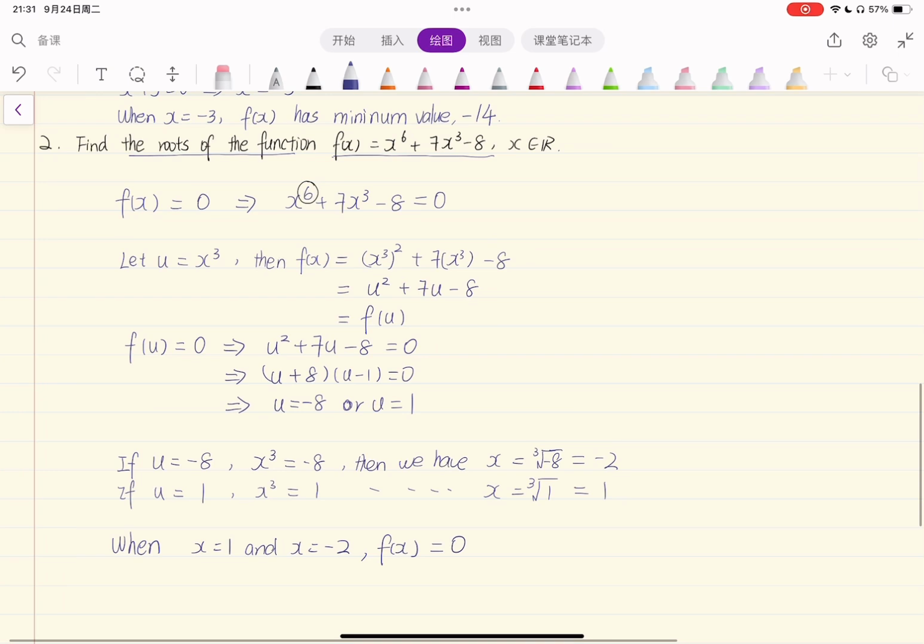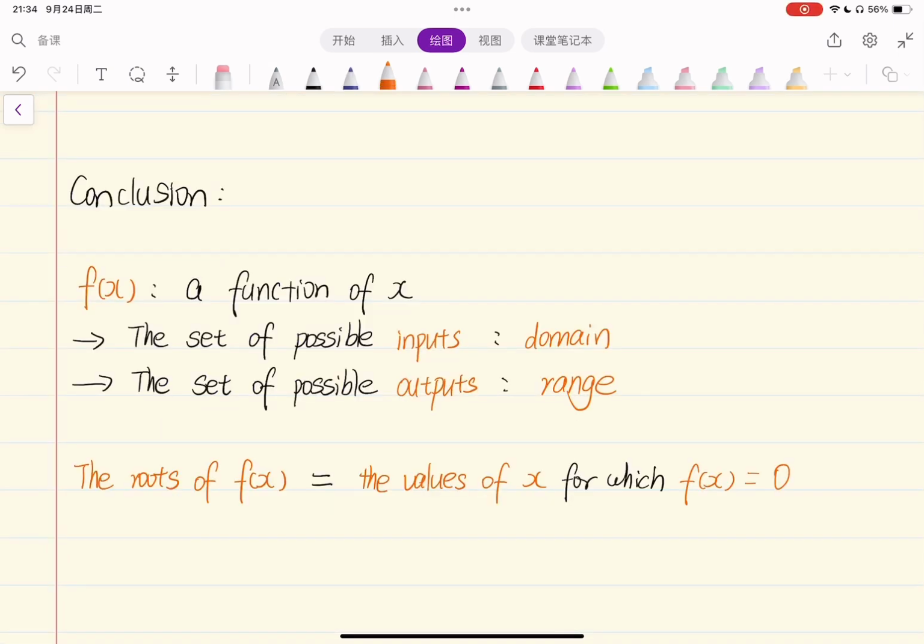Now let us see the whole process. Here is a conclusion for this video. You can pause the video and make some notes.